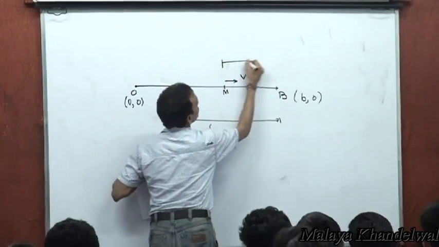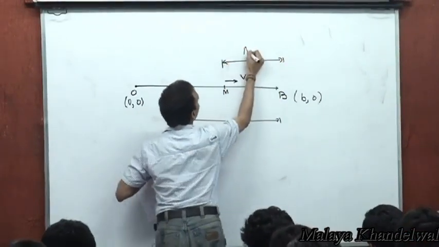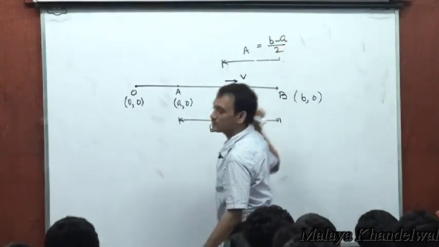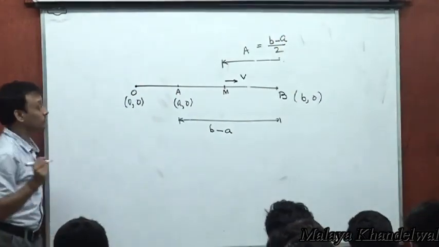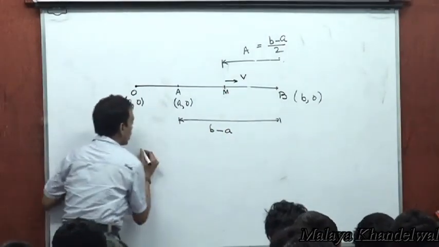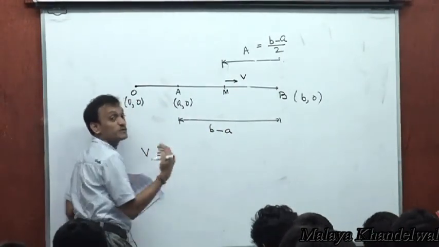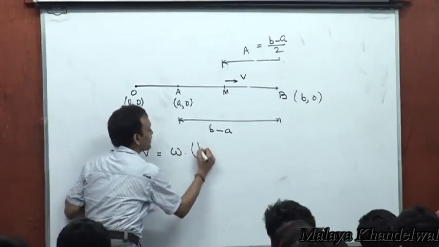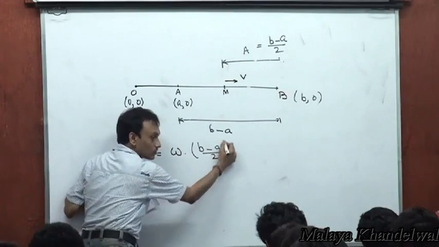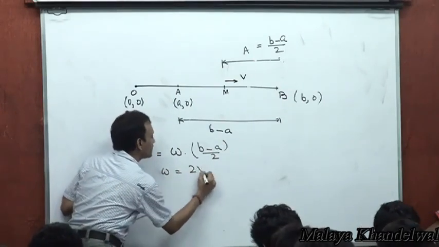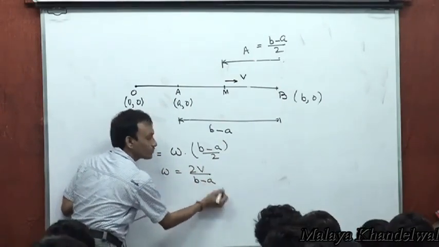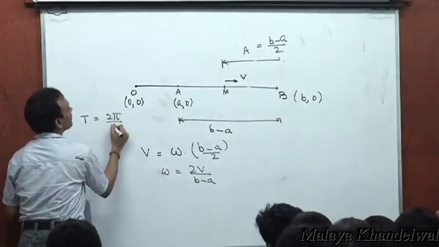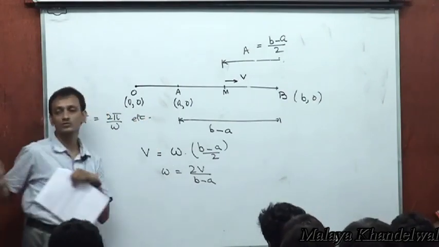The amplitude A would be half of this. That means (b minus a) by 2 is the amplitude, right? And the velocity at the mean position V must be omega A. V must be omega times amplitude, omega times (b minus a) by 2. So omega is known as 2V by (b minus a). And if omega is known, then time period is 2 pi by omega, etc. That's it.